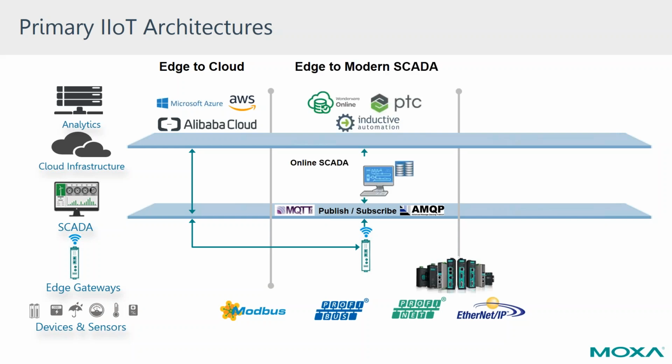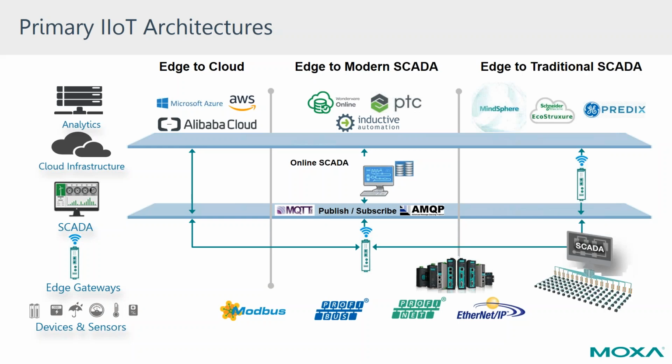The second one, and where we'll spend the most time today, is what we call edge to modern SCADA. And so companies like Inductive Automation have built new software and new platforms that actually allow the SCADA system itself to live in the cloud. It's a little bit different than necessarily a straight edge to cloud, because now you've got different things involved here to be able to do control and more automation type functions. We'll get into that quite a bit more here in the rest of the webinar.